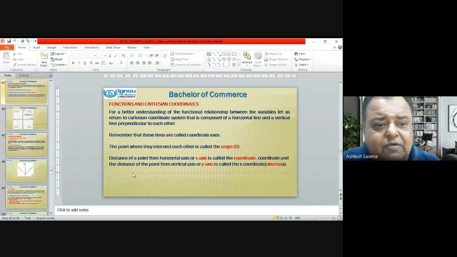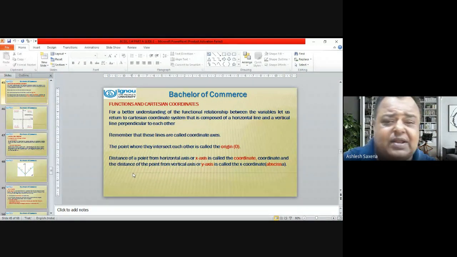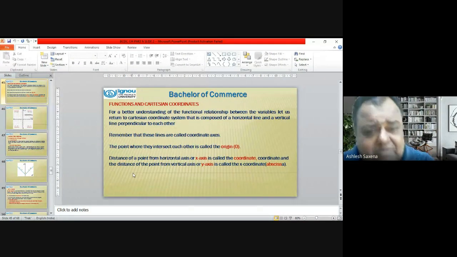Now we move to Cartesian coordinates. Function in terms of Cartesian coordinates. For a better understanding of the functional relationship between the variables, let us return to the Cartesian coordinate system that is composed of a horizontal line and a vertical line perpendicular to each other. Remember that these lines are called coordinate axes. And the point where these two lines intersect is the origin.